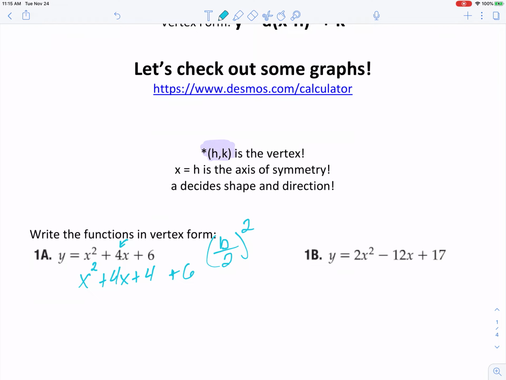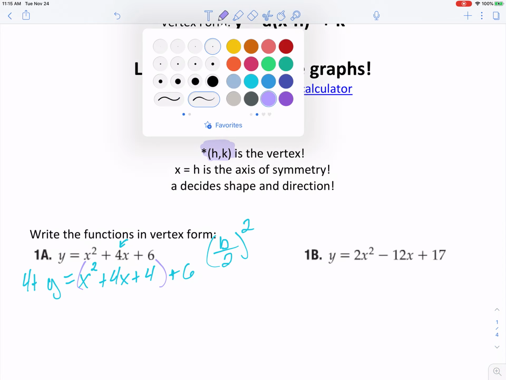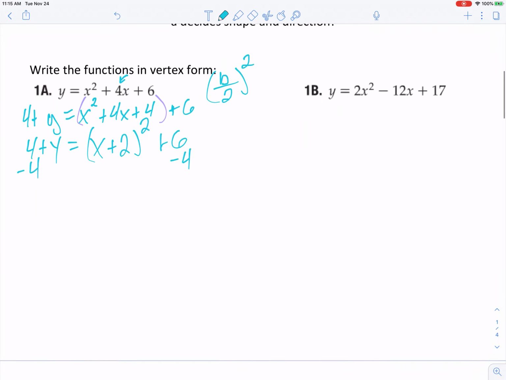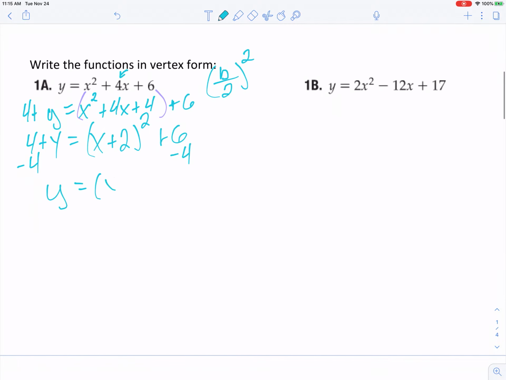And we know that whatever we do to one side, you have to do to the other. Just like that. And then here's what I want you to do. Do not combine the 4 and the 6. I want you to use these as your perfect square trinomial to see x plus 2 quantity squared. Now if I want to get y by itself, I'm going to subtract 4. Okay, now I'm in quadratic form.